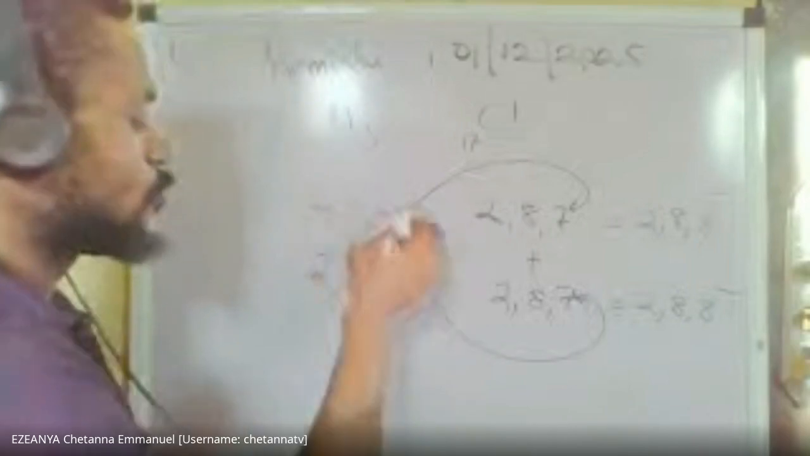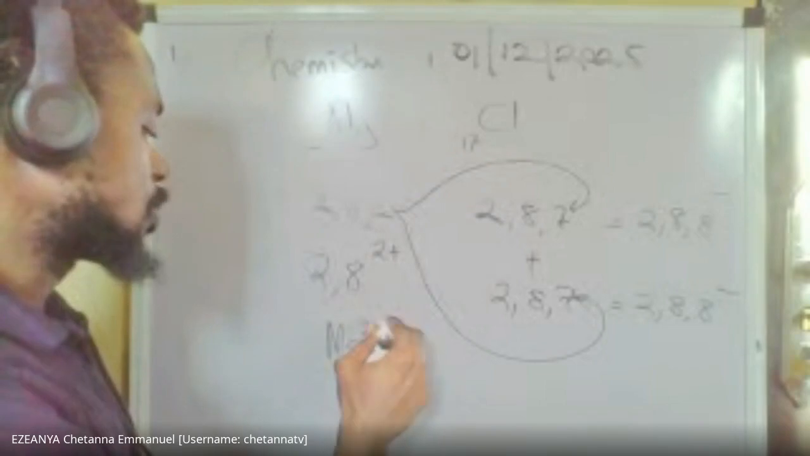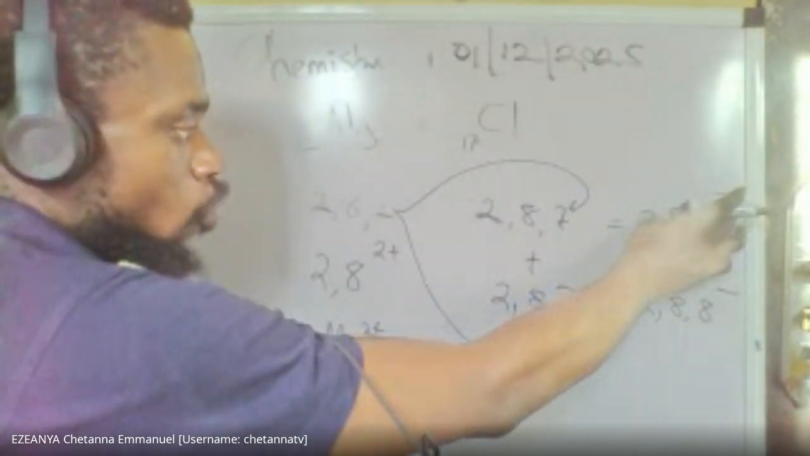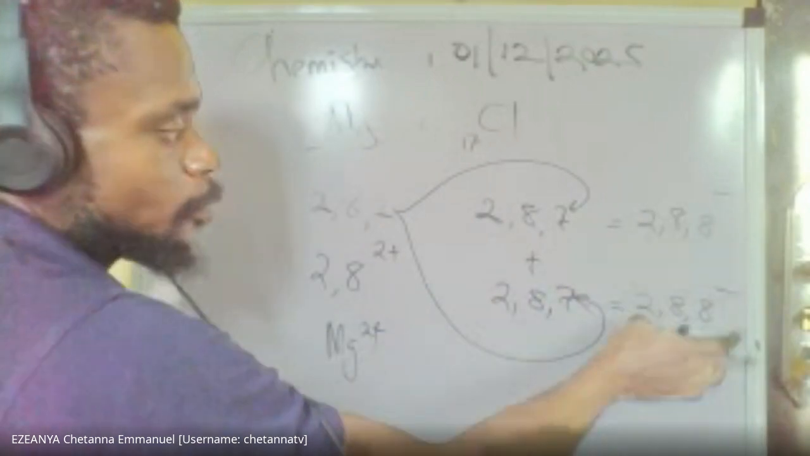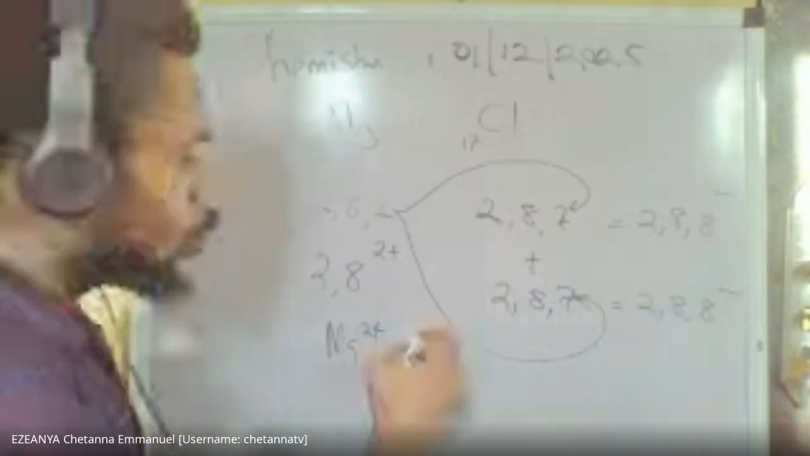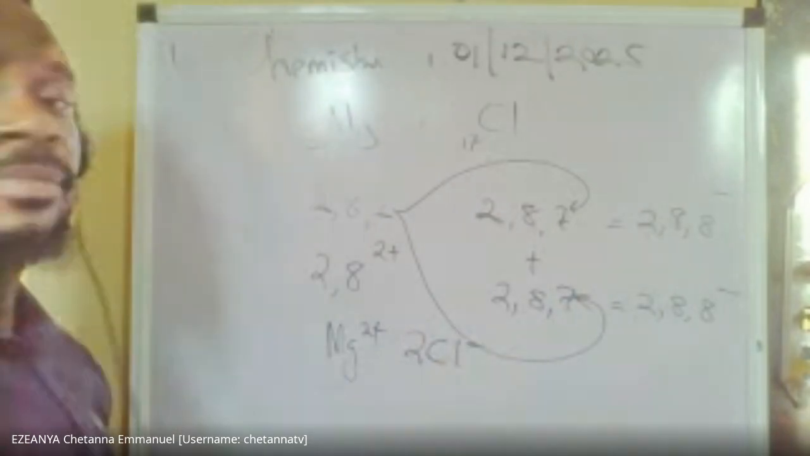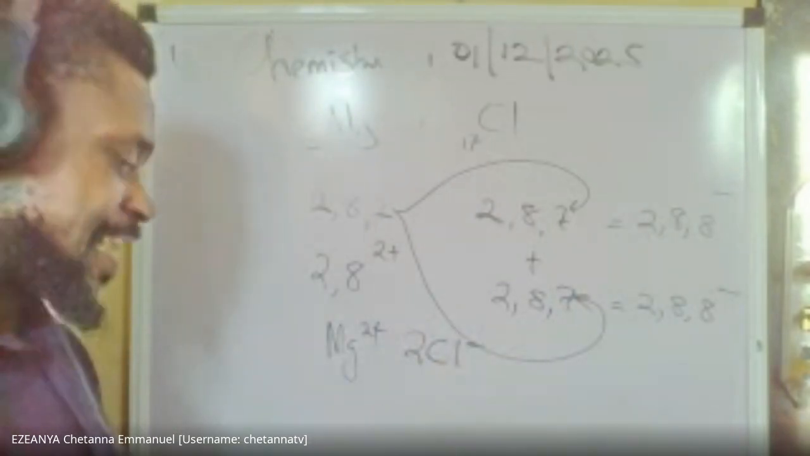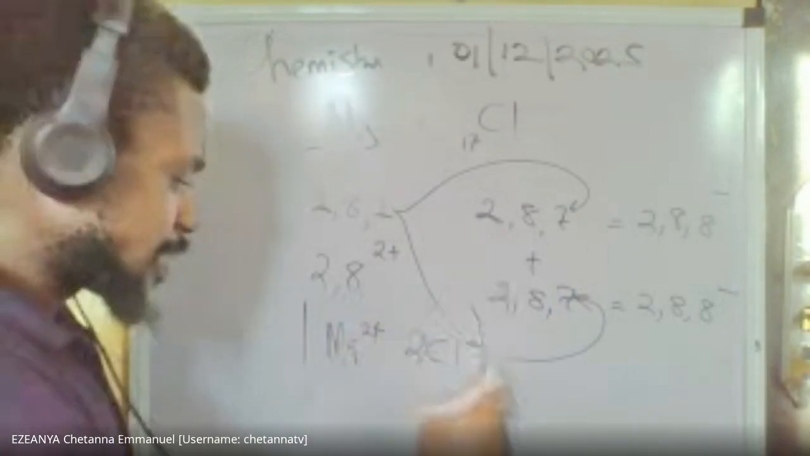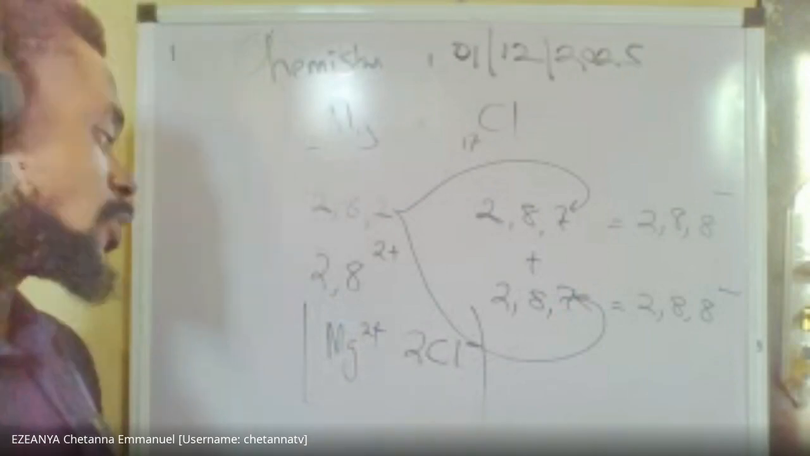So bringing in the symbol of the atom, we have magnesium 2 plus. Here, one of the chloride, because it is now chloride, it's no longer chlorine, and the second chloride. That's why we have 2 chloride ions. So this is how it will exist in the bond: magnesium ion and 2 chloride ions.